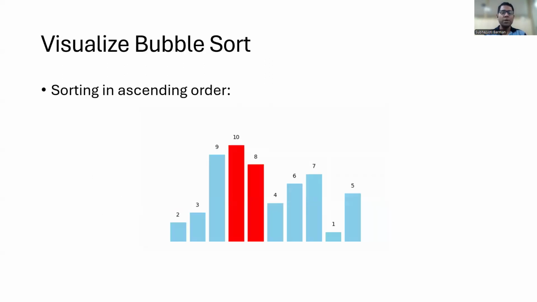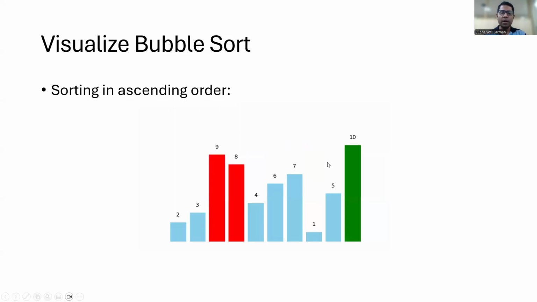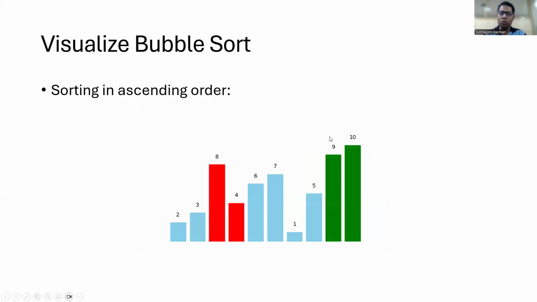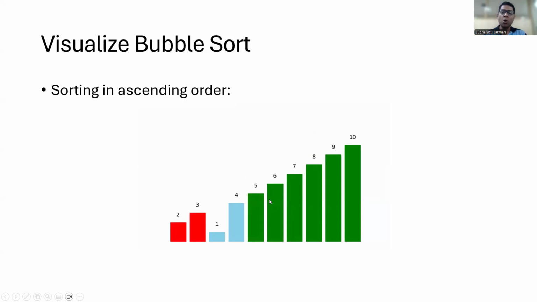Fine. So here you can visualize how this algorithm works. So we have 10 elements, 10 data, 1 to 10, but they are not in proper order. So when we perform bubble sort, what will happen? In each iteration, it will place the highest number in the last position. So the green bars represent the actual position of these elements.